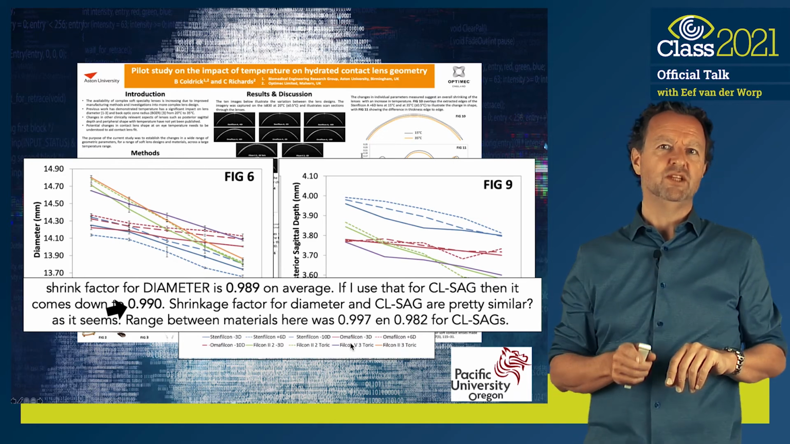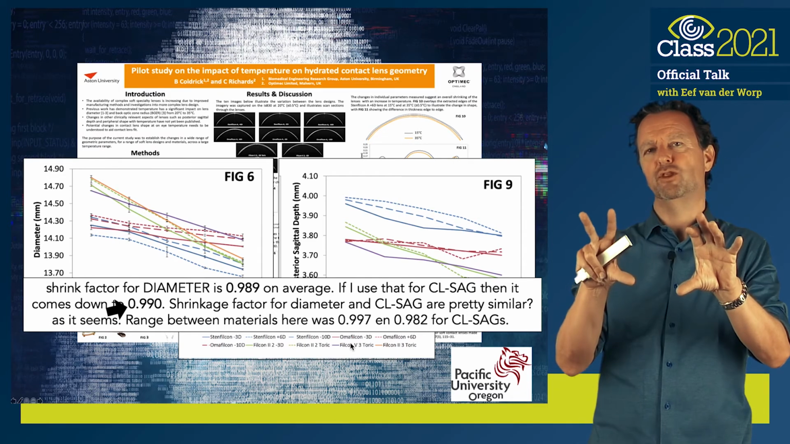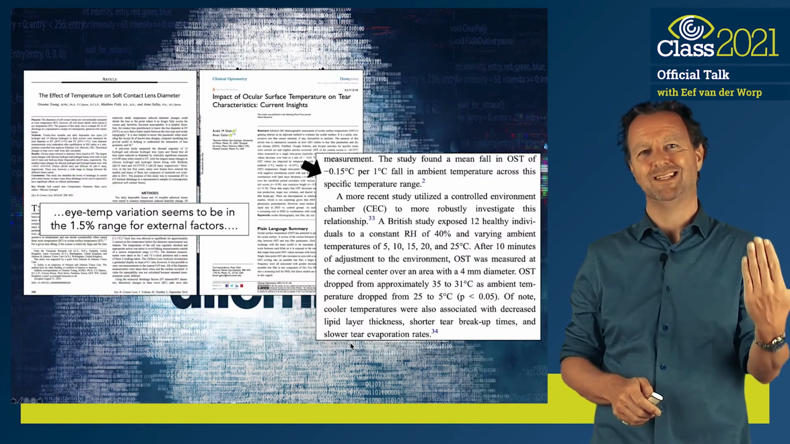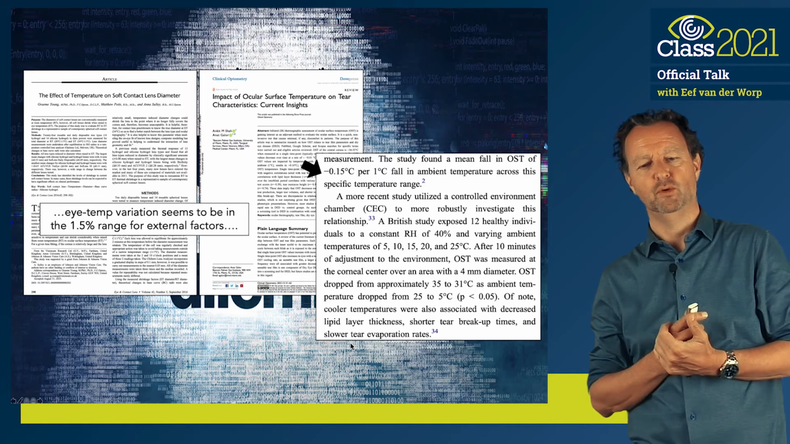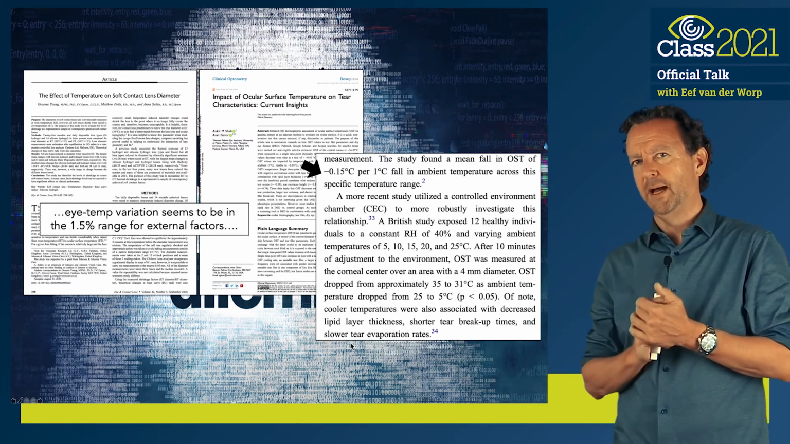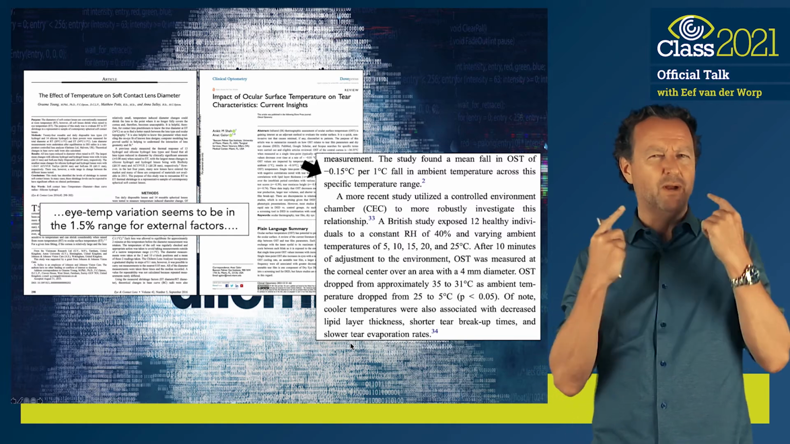Actually, for the newest lenses we're doing 20 and 34 to look at the difference, and also the ISO standard is still 20, so we would still have to do that. One question my students came up with is, well, what about eye temperature?